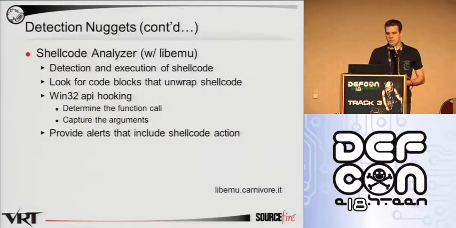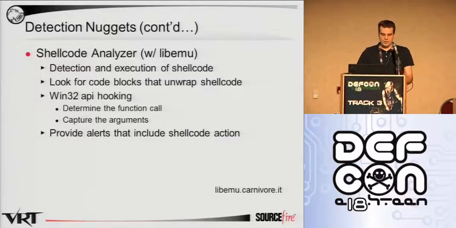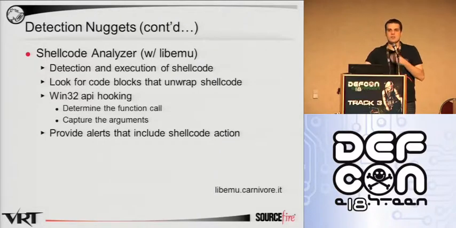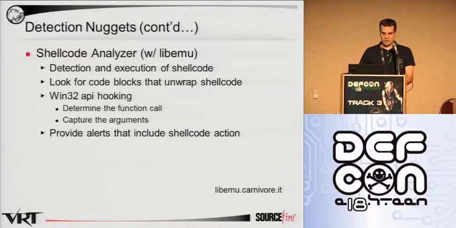And for this, we used libemu. For those who are not familiar with it, it is a library that offers x86 emulation and shellcode detection and execution capabilities. Some noteworthy things that it can do are Win32 API function call hooking. You can also look for blocks that unwrap shellcode and profile shellcode behavior. The profiling of shellcode behavior is especially of interest to us because that allows us to generate alerts that can describe the intent of shellcode, the goal that the shellcode was trying to achieve, what those instructions were intended to do, which is nice.